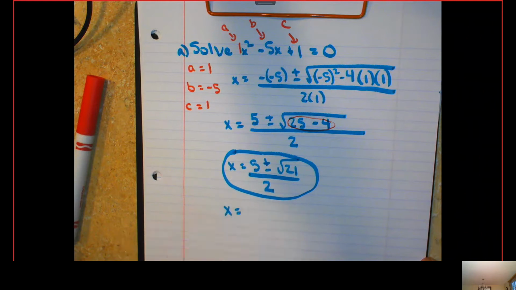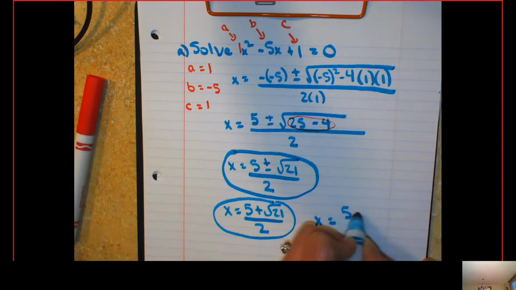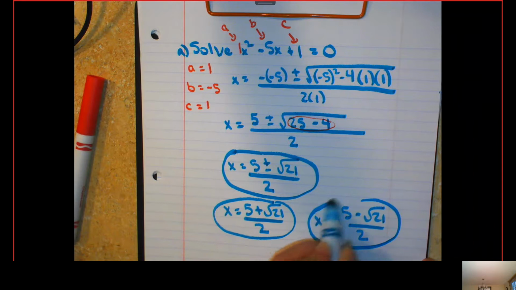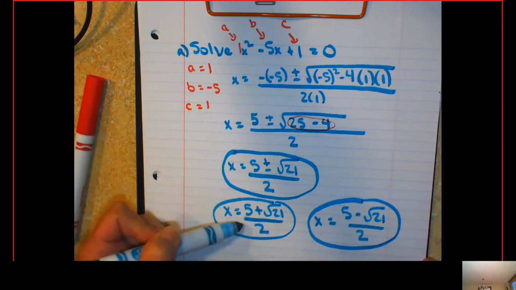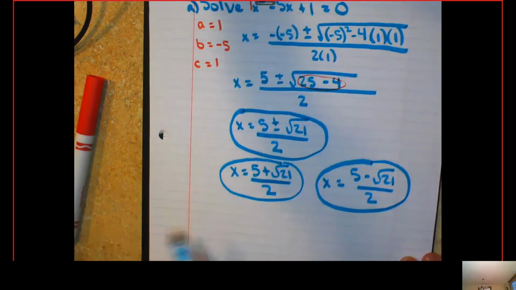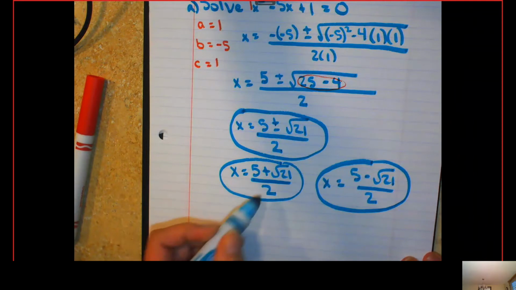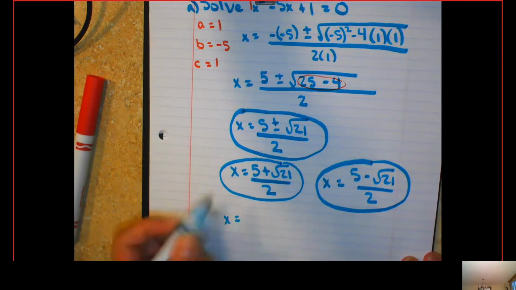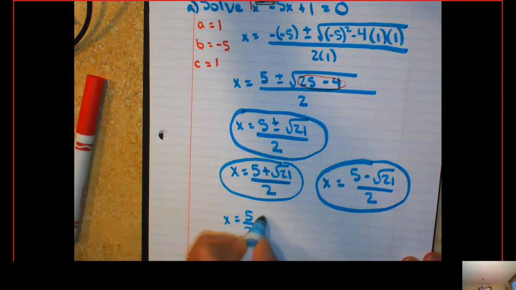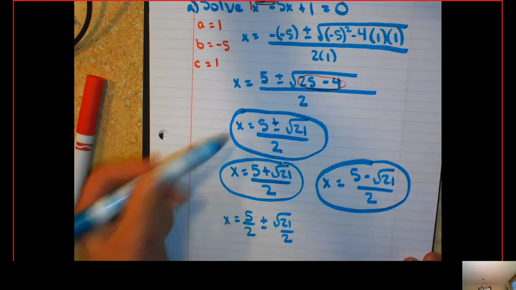So one answer could be x equals 5 plus radical 21 over 2. And the other answer, x equals 5 minus radical 21 over 2. So I could leave it like this, or I could separate. Another way, but you do not have to, I just want to show you, you can do both of them: 5 plus or minus radical 21 over 2. So that's another way that you could write that. These mean the same thing.